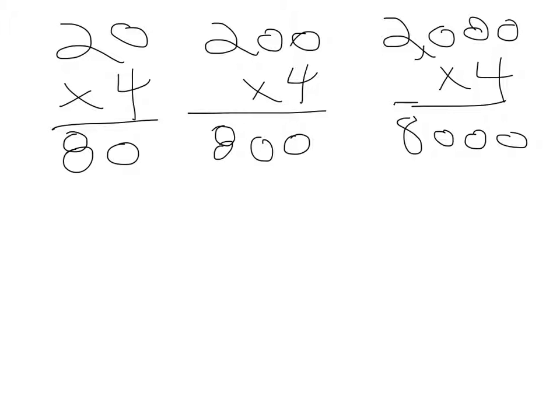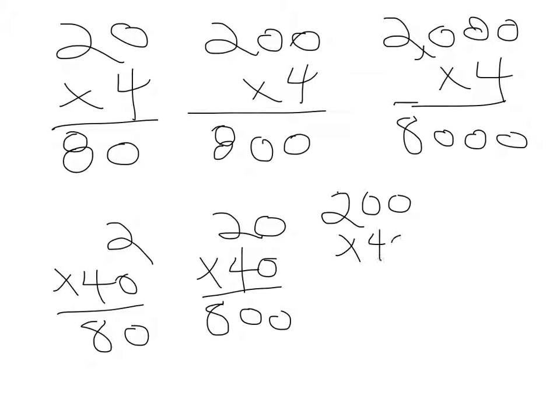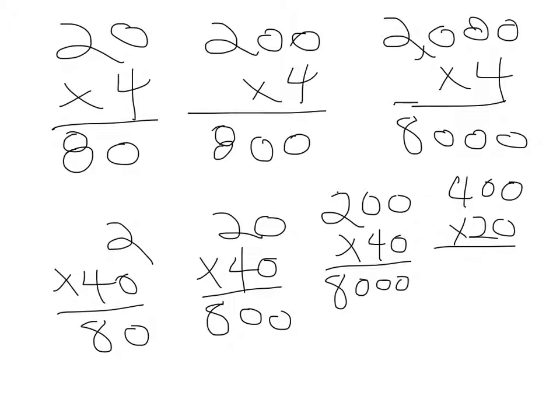And I'm going to switch things up a little bit. Now I'm going to do 2 times 40. So 2 sets of 40 is 80. And I'm going to do 20 times 40, and the answer to that is 800. And I'm going to do 200 times 40, and the answer to that is 8,000. And just for fun, let's do 400 times 20, and the answer to that is also 8,000.